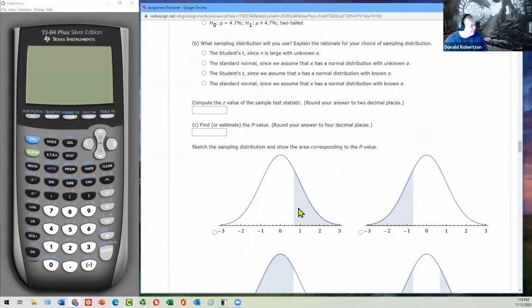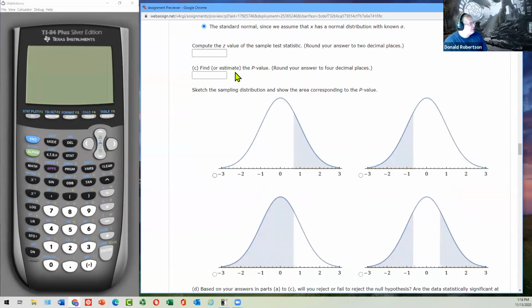This here is a pretty standard sentence, and it says, what sampling distribution will we use? Well, if you know that it's normal, which you do, and that sigma is known, which it is, it's that one. Standard normal. Essentially, it's a normal distribution with known sigma. You'll never do t distributions. That's for 8.2. So you can pretty much choose that answer every single time the question asks.